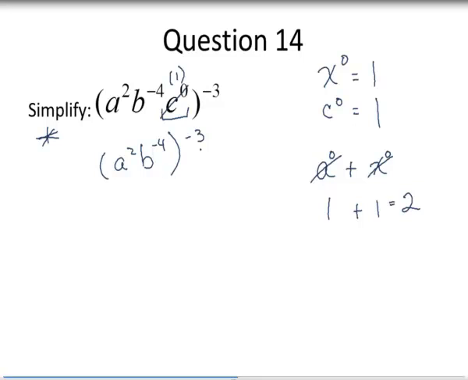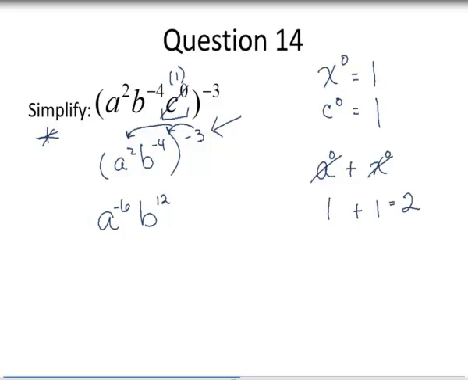All right, now we got to do something with this negative 3 out here, don't we? What do you guys think? What should we do with that negative 3 power? Yeah, that negative 3 is going to go on the a squared, and it's going to go on the b to the negative 4. It goes on both of those. So the shortcut when you have exponents raised to exponents is to multiply them. So that becomes a to the negative 6 power, because 2 times negative 3 is negative 6, and b to the positive 12, because negative 4 times negative 3 makes positive 12.